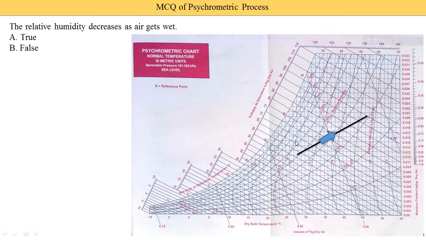So this is the arrow, this is the inlet point, and this is the outlet point. So what you see, the wet bulb temperature is increased. When the air gets wet, its specific humidity is increased. And what is the change in relative humidity? It is decreased. So we see that at the inlet the relative humidity is 50, and at the outlet the relative humidity is near 30. So it is a decrease. So this sentence is true.